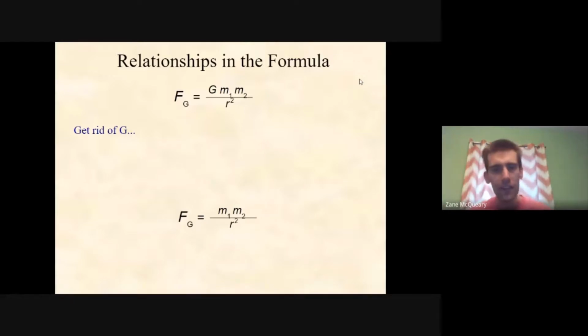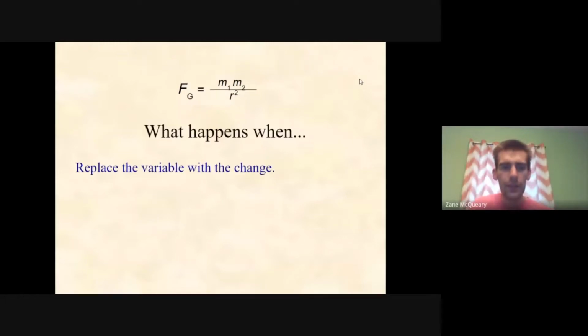Don't worry about the constant g, because g is always in there, and there's no point of you having to go in and type that in your calculator over and over again. So if you're asking about a relationship, I would not worry about that constant, because that's not a variable that we're going to be able to change. My suggestion is also going to be that you replace these variables in the equation, mass and the distance, with the change that you're asked to deal with.